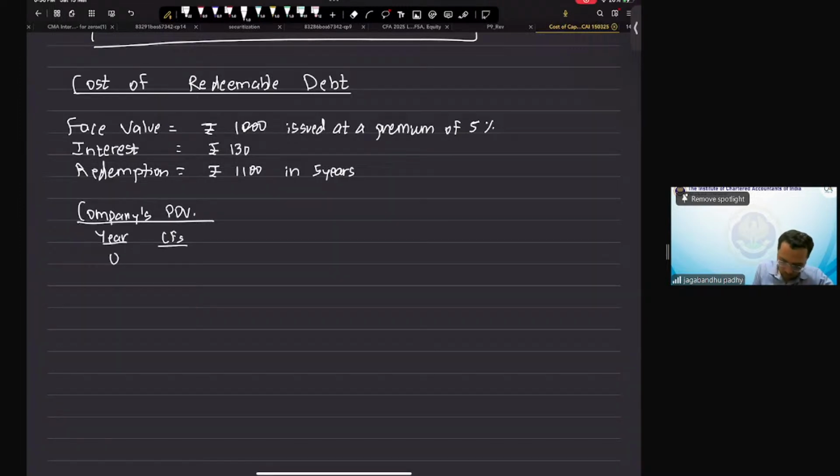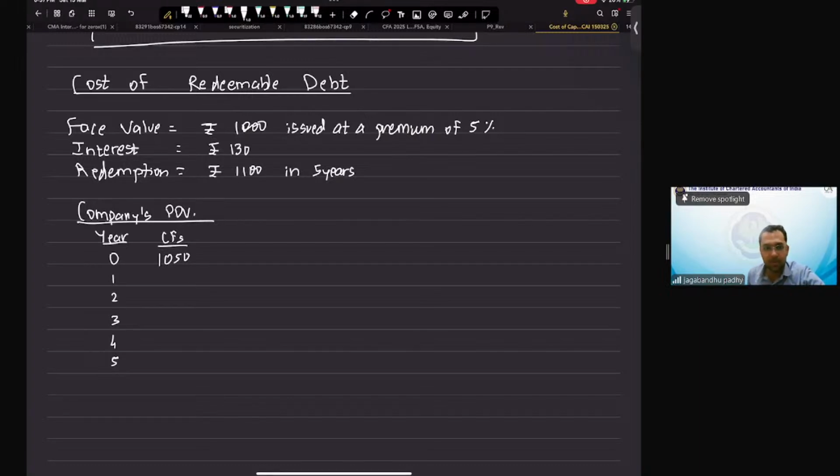what is happening in year zero? From the company's point of view, when the company issues these debentures, is the company going to receive some amount or is the company going to pay some amount? It's going to receive, right? There's going to be an inflow. What is the amount of inflow? 1050. Perfect. And then from year 1, 2, 3, 4, 5.